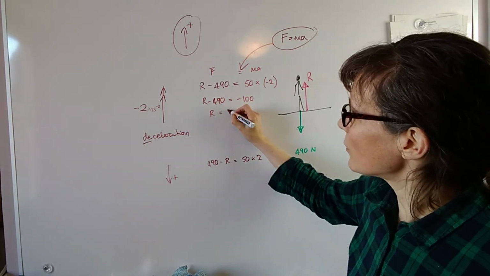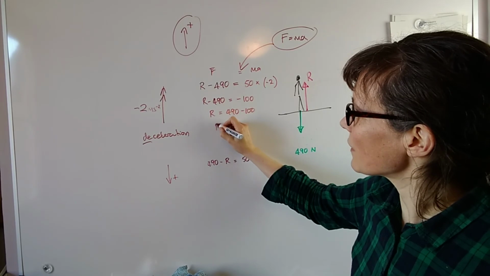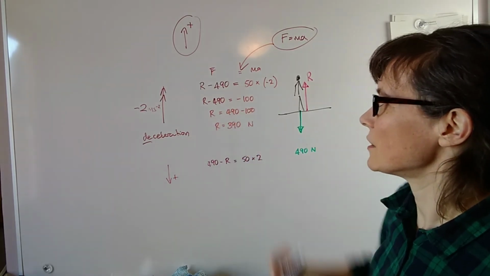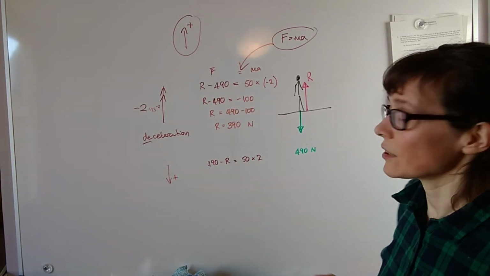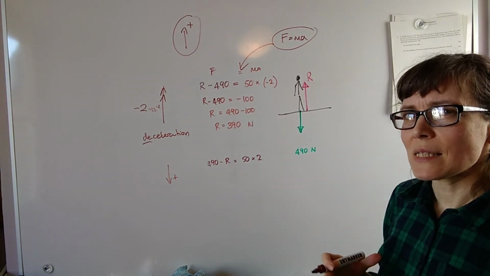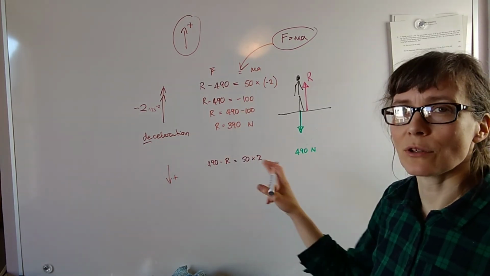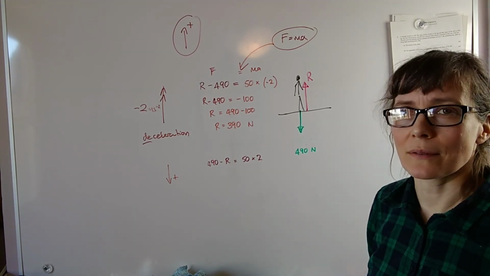And if I add 490 to both sides, we get that the final reaction is actually 390 newtons. So that's our end result. This is 390 newtons. Hopefully that makes sense to you, that if we compare these two, the reaction is slightly less than her weight.